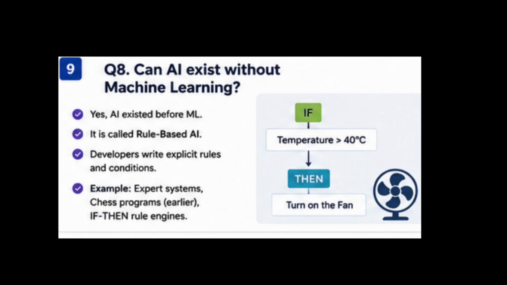Can AI exist without machine learning? The answer is yes. AI existed long before machine learning became popular. Early AI systems were rule based. Developers manually wrote rules such as if temperature is greater than 40, then turn on the fan. These systems were considered AI because they exhibited intelligent behavior, even though they did not learn from data. Machine learning made AI much more flexible by enabling systems to learn automatically from examples.